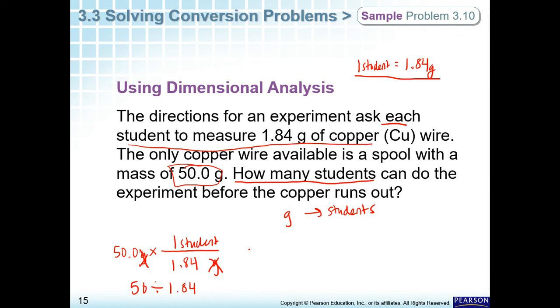you should get 27.1739. Unfortunately, you can't have part of a student. We're not dismembering kids here and cutting off arms. So we need to round down since you can't make more students. So 27 students are able to do this experiment.